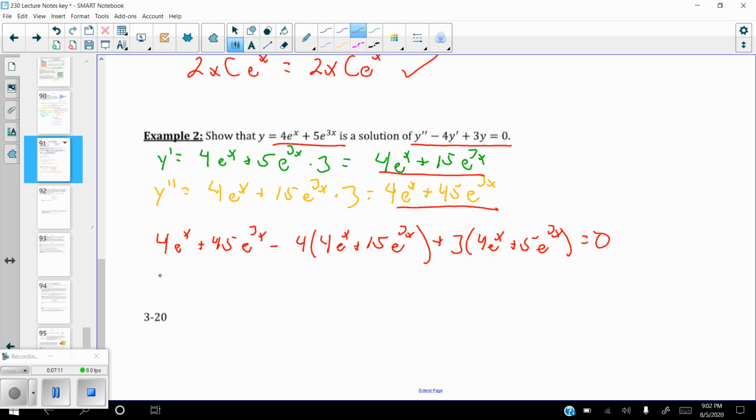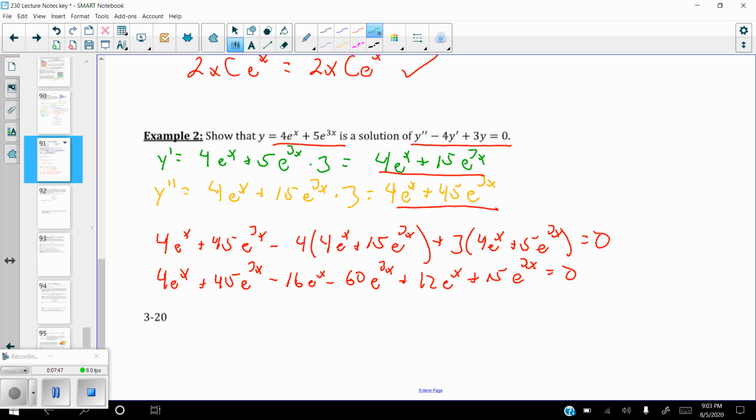adds up to 0. So we get 4e to the x plus 45e to the 3x, distributing that negative 4 through, so we get minus 16e to the x minus 60e to the 3x. Now we'll distribute the 3, plus 12e to the x plus 15e to the 3x equals 0. So basically now we just need to combine like terms, and hopefully this works out.